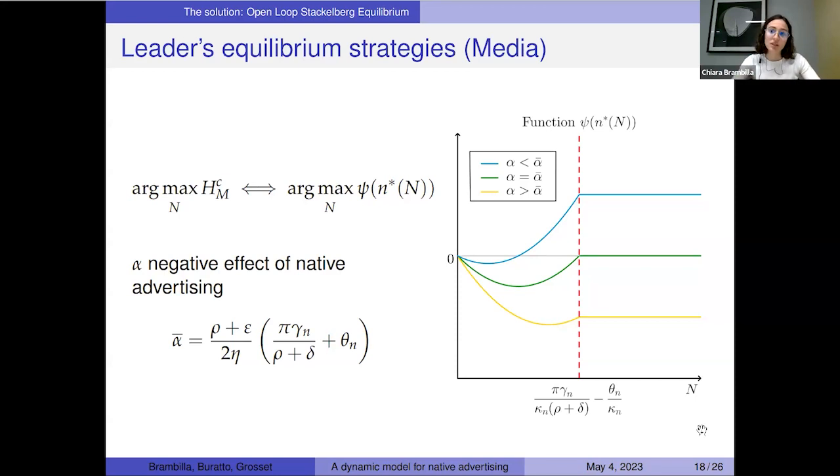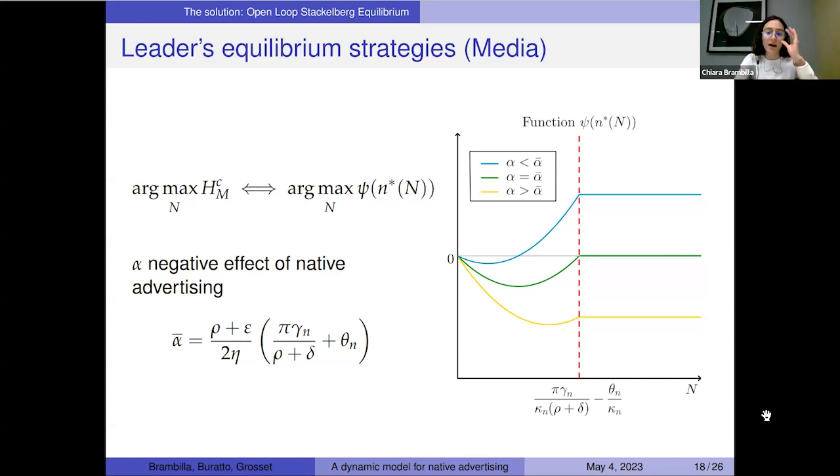And the shape of this function is represented with respect to the parameter alpha. So I want to recall that alpha is the parameter representing the damage to the credibility of the media outlet due to native advertising. So the shape of this function depends on the damage to credibility due to native advertising. And just looking at the function on the right, what we can see is that we want to maximize this function with respect to capital N. So assuming that this parameter alpha is lower than a suitable threshold alpha bar, we want to maximize the light blue line with respect to capital N. So capital N can be any value from the vertical line to plus infinity.